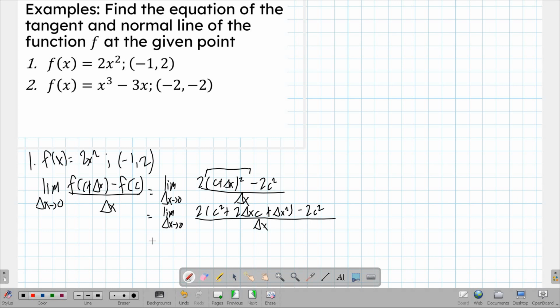So from there, we have to distribute this 2 here. So we're going to have the limit as delta x approaches 0 of 2c squared plus 4 delta xc plus 2 delta x squared minus 2c squared over delta x. So we can cancel out the common terms here because that's 2c squared minus 2c squared.